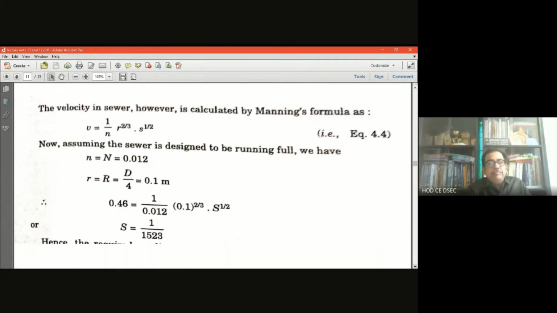Now, the remaining thing you have to find out is the slope. That is another question in part 2 of the answers. So you will apply again Manning's formula, V equal to 1 by n, R to the power 2/3, S to the power half.